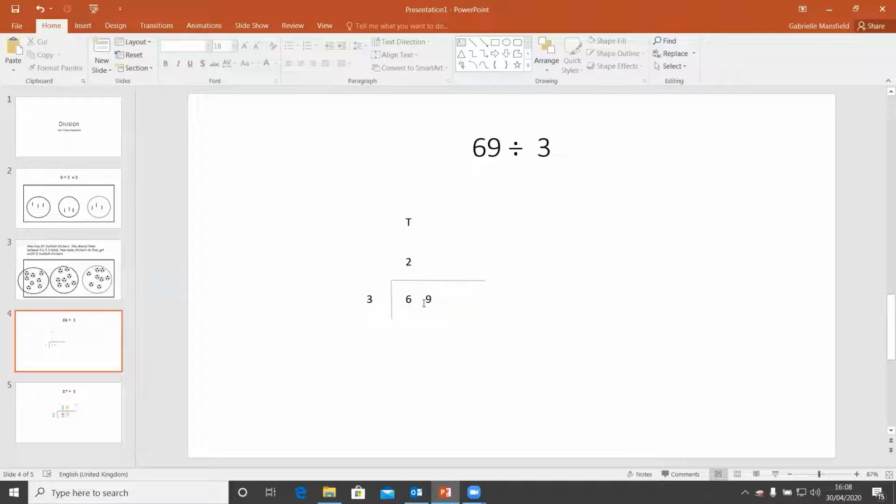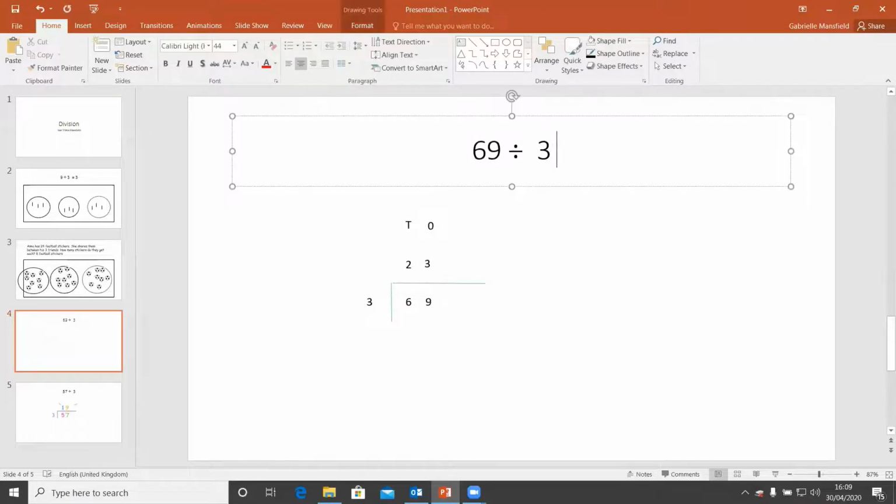Then I'm going to move on to look at my number 9 here. How many times does the number 3 go into the number 9? Again, I'm going to use my times table knowledge to count up on my fingers. 3, 6, 9. I have 3 fingers, so I'm going to write the number 3 here. 3 goes into 9 3 times. Here, I know that this is my ones column. So this number is 23. 69 divided by 3 is 23.